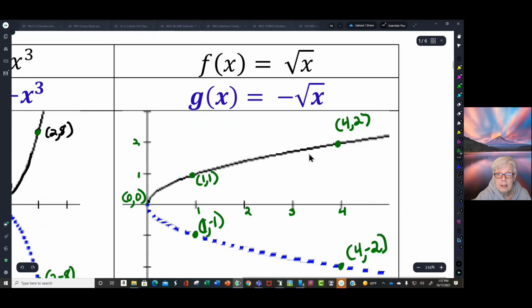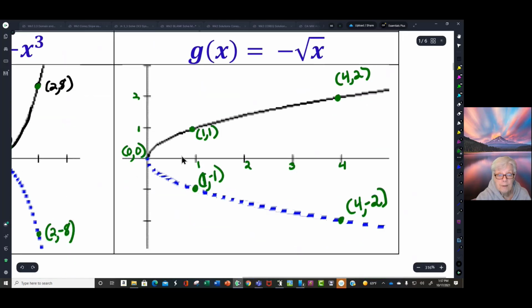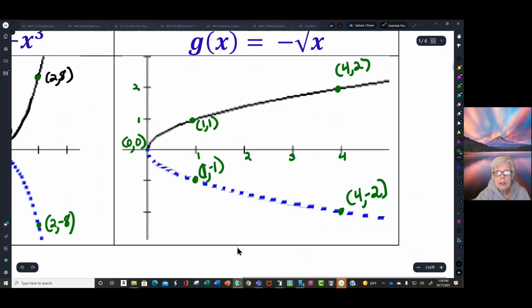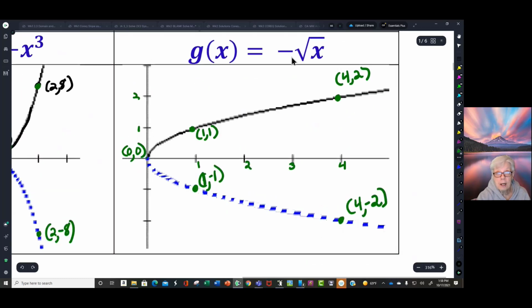And here we go again. This time, the square root of x has just been moved upside down. As long as you just have a negative sign, there is no change in the shape. You're not stretching it, you're not shrinking it, you're just turning it upside down. Unless you've got an odd function.